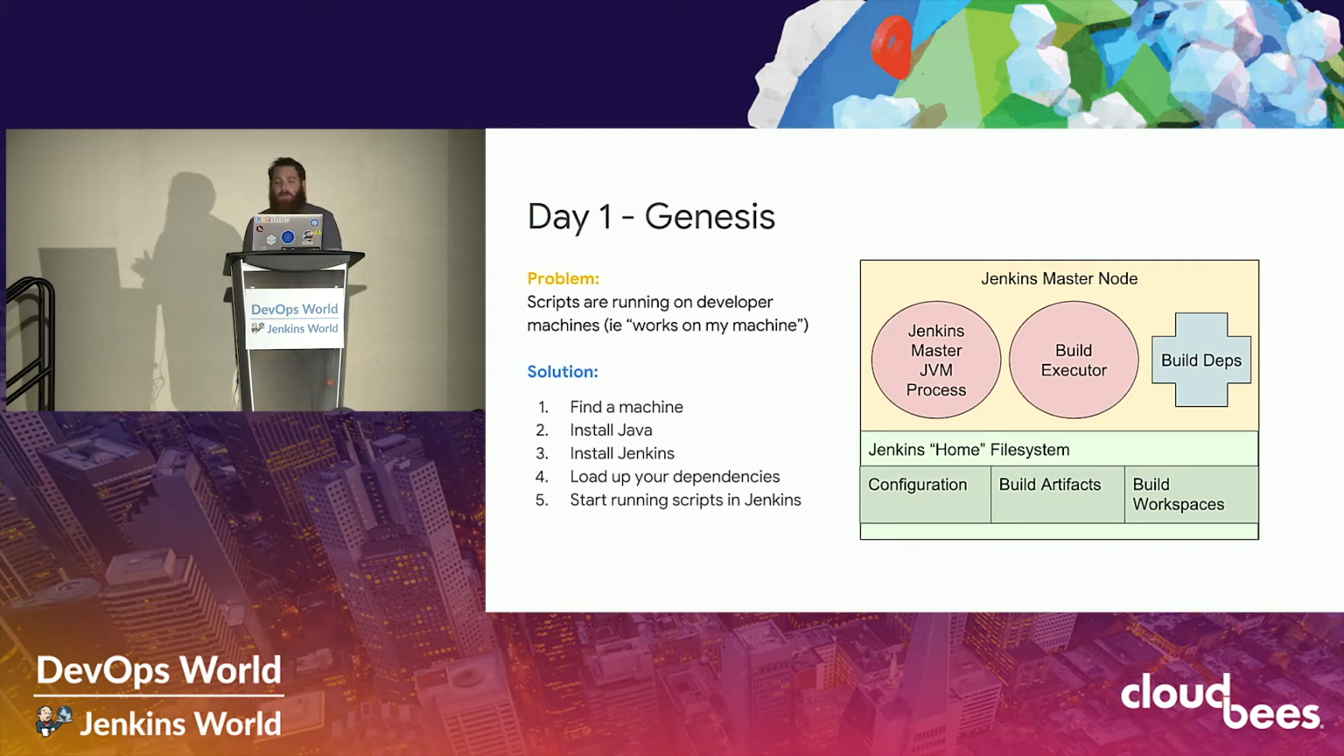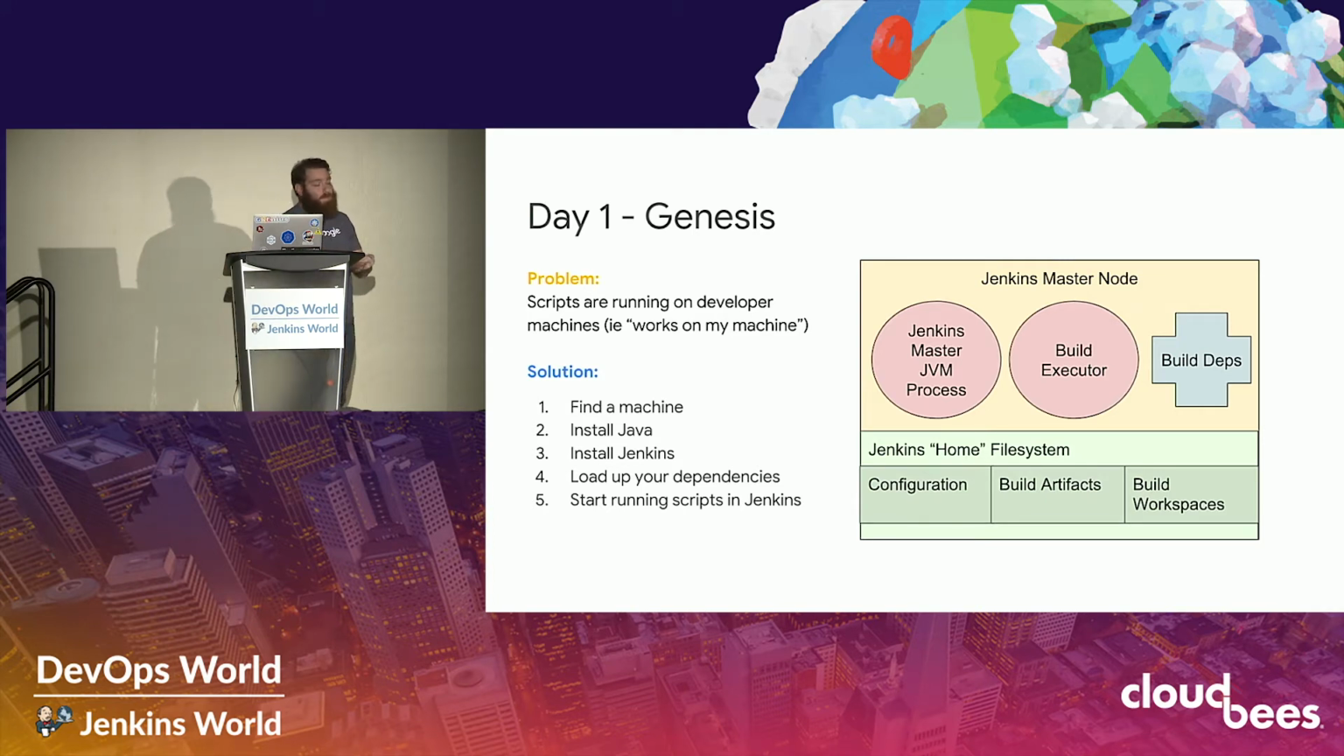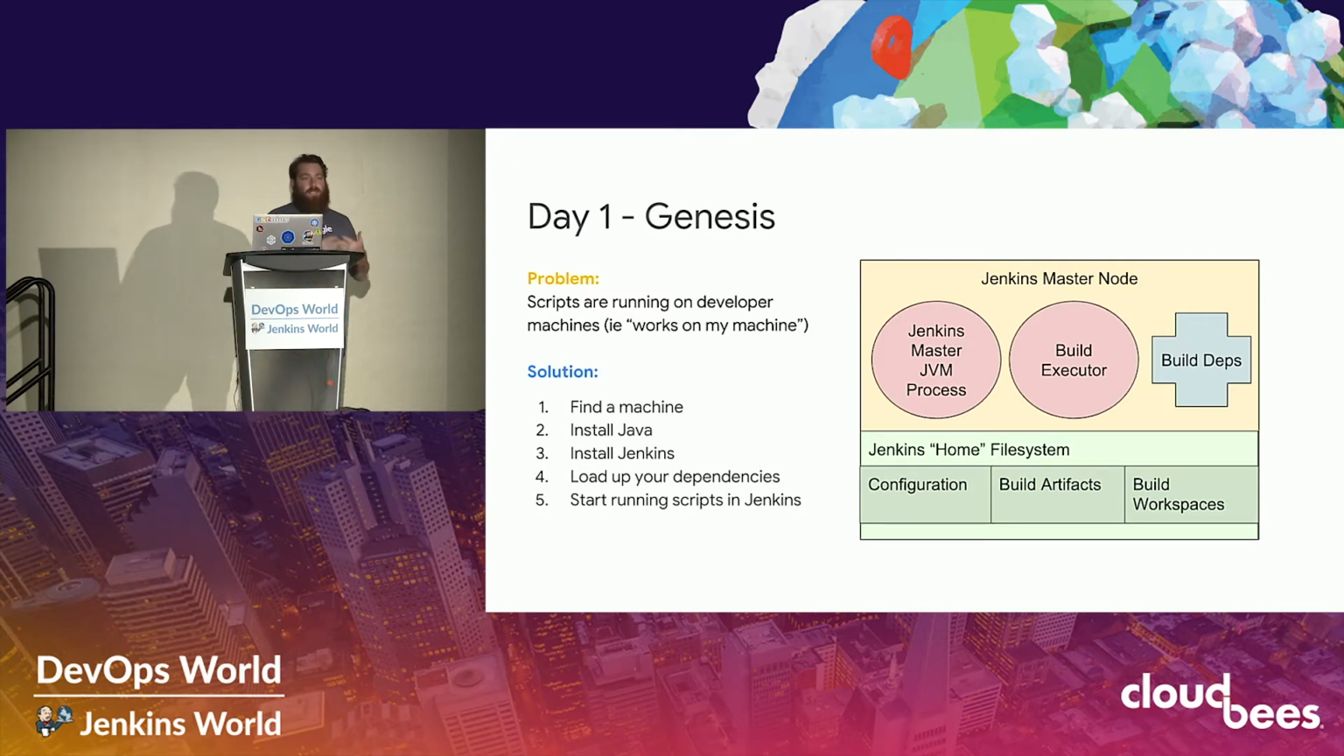And what actually happened was you ended up with Jenkins installed on there, which is that JVM process that's running the master. You are going to be able to launch build executors that are going to run your build scripts. And you have all your build dependencies in there, the things that you depend on, like Maven and Gradle and so forth. The other thing that you have on that box is a file system, and that's the Jenkins Home.